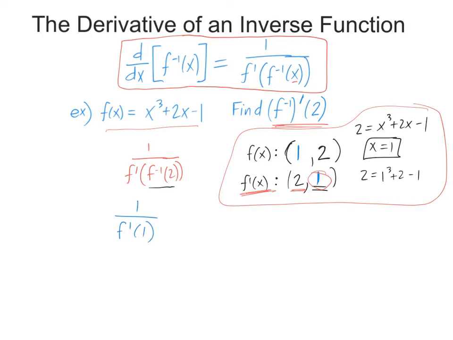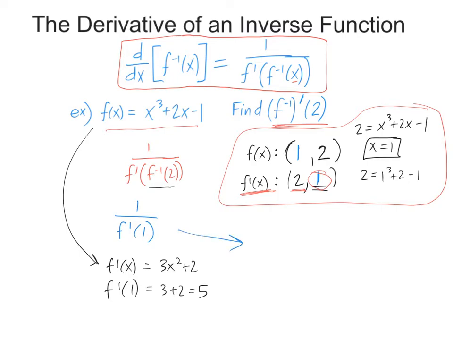What is 1 over f prime of 1? Well, f prime of x is 3x squared plus 2. So f prime of 1 is 3 plus 2, or 5. And so now my final answer is just 1 over 5. Okay? 5 is the slope of my original at 1, and then the reciprocal of that is 1/5. All right, this side process over here is just figuring out what's the point, where is this happening.